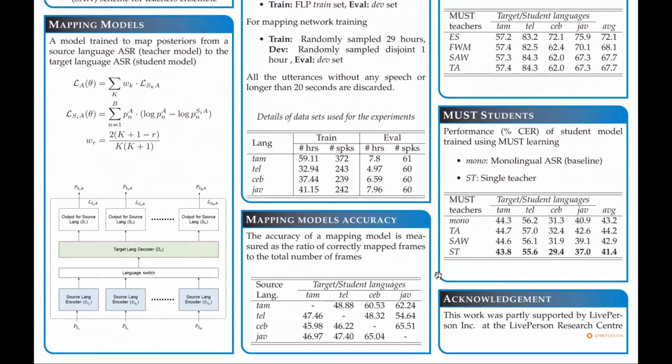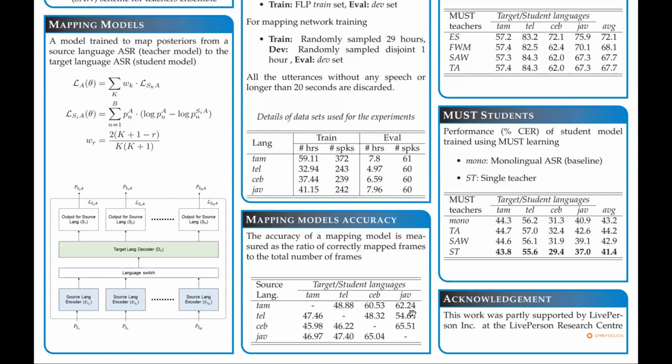So these are the mapping model accuracies, which are mainly from our previous work at InterSpeech 2023, but these are just to show how the mapping models we are using here are performing. For example, for the target language of Tamil, the accuracy from the Telugu source language is 47.46, and by accuracy we mean the ratio of correctly mapped frames to the total number of frames. A correctly mapped frame is one where the argmax of the mapped posterior is the same as the argmax of the target posterior. So you can see that for Tamil, it is in the range of 45 to 47%.